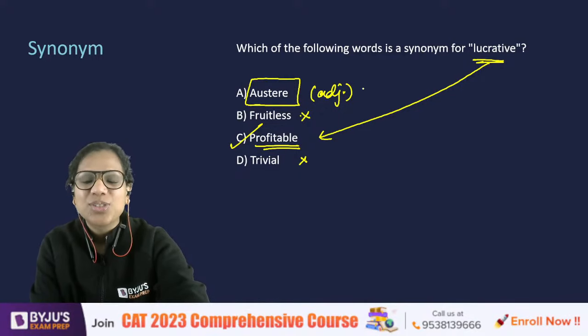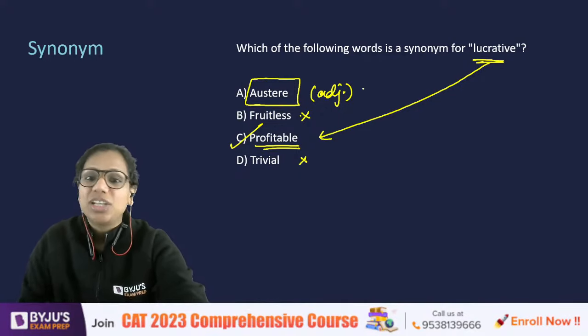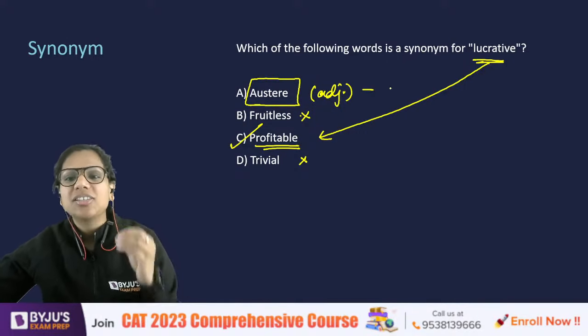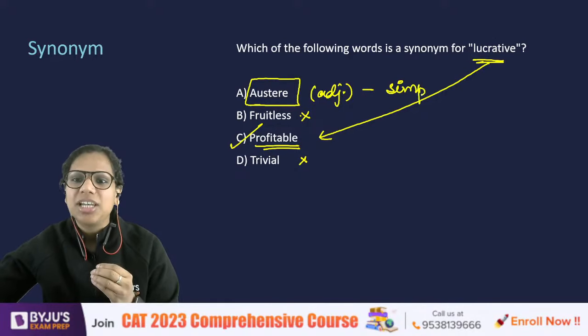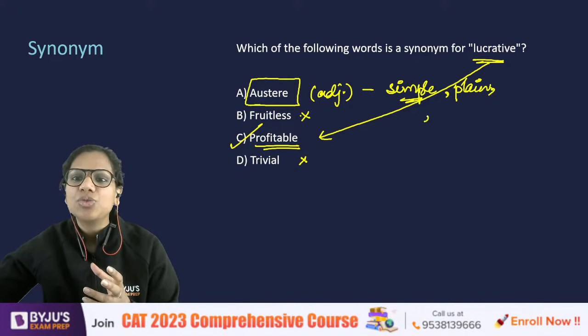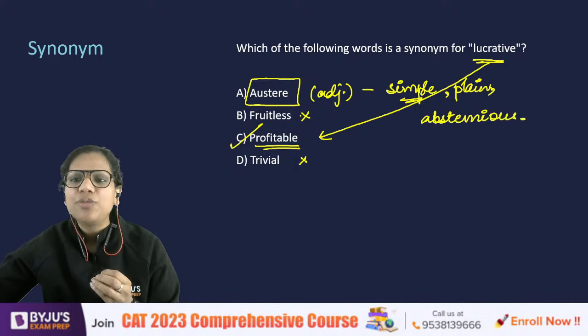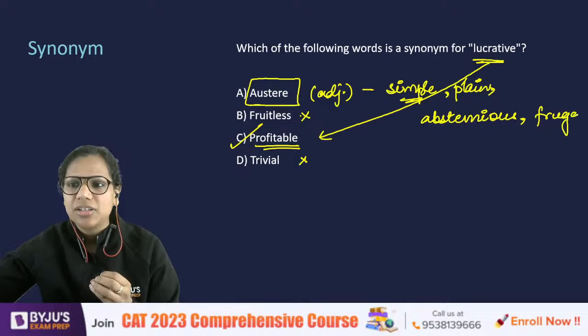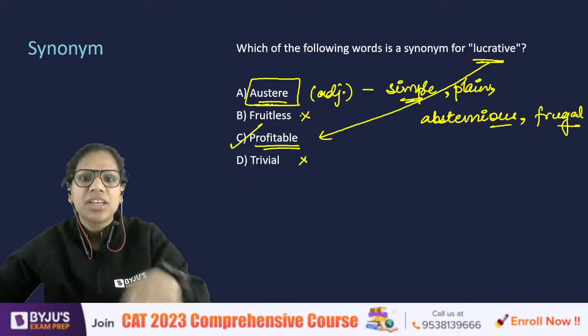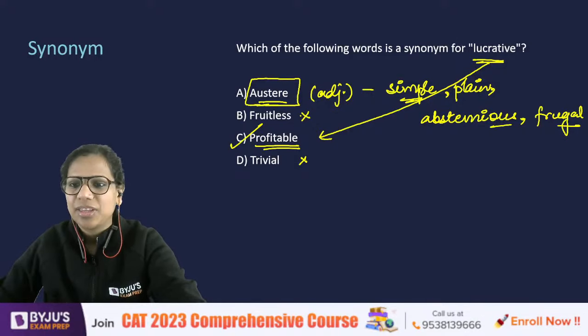So, a very simple lifestyle. Austere is the opposite of luxurious and grand. Austere is a very simple lifestyle, a very plain lifestyle. A person who's abstemious, who's very frugal in his or her lifestyle, that person is austere in nature. So, A is our answer.